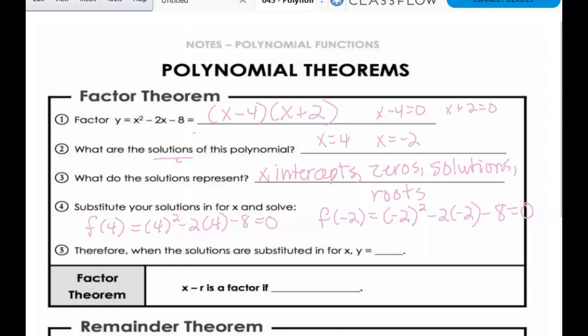So what does that tell me? If I substitute in a solution, what do you think the answer is always going to be? 0. When we synthetic divided yesterday, if it was a factor, what did you get for a remainder? 0. Because anytime it's a factor and you synthetically divide, you get a 0. So if you substitute the number in, you're always going to get a 0 back. So x minus r is a factor if f of r equals 0.